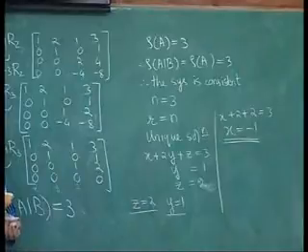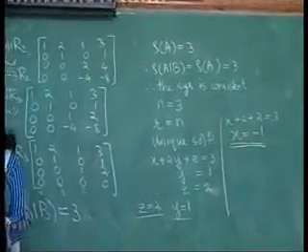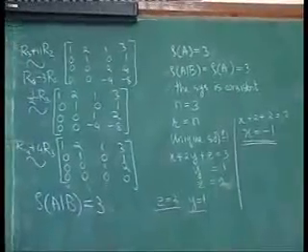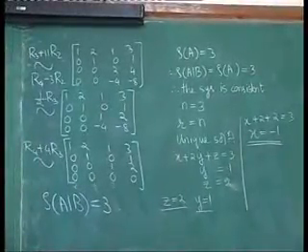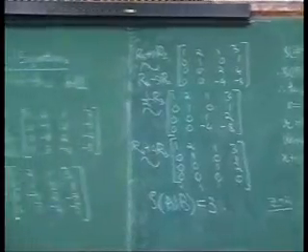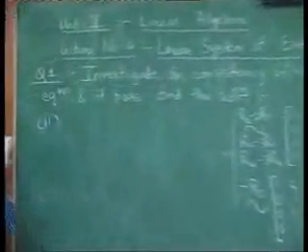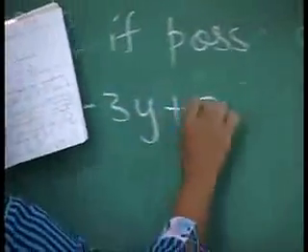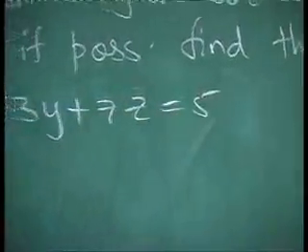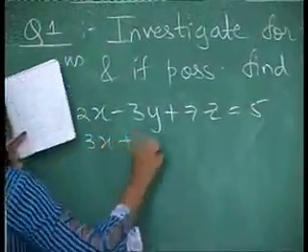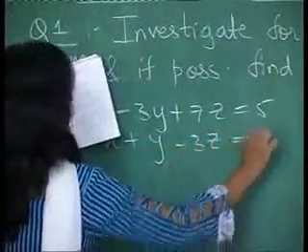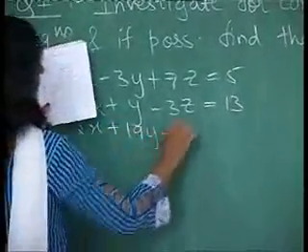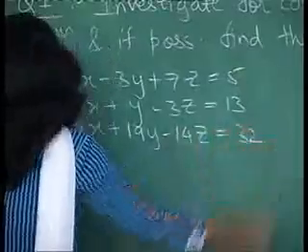Let's try out some systems which don't have a solution or in which we get infinitely many solutions. Let's try out the next system. 3y plus 7z equal to 5. 3x plus y minus 3z equal to 13. 2x plus 19y minus 14z equal to 32.